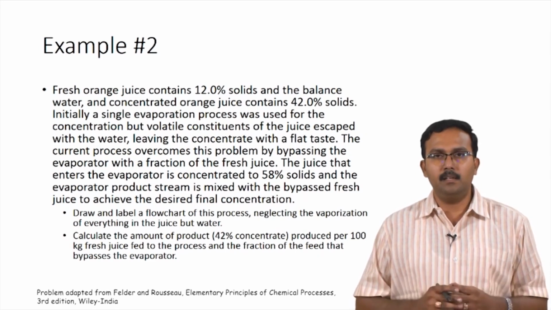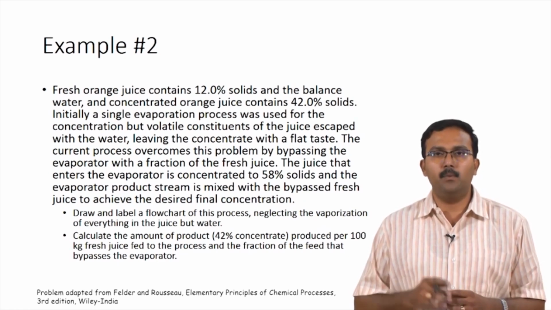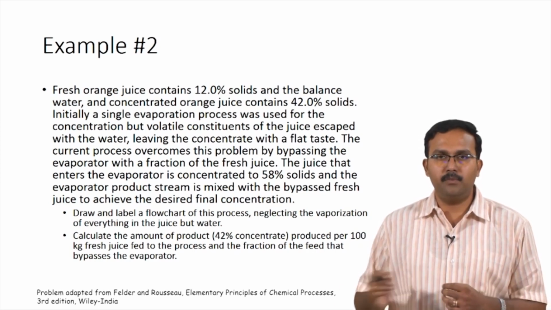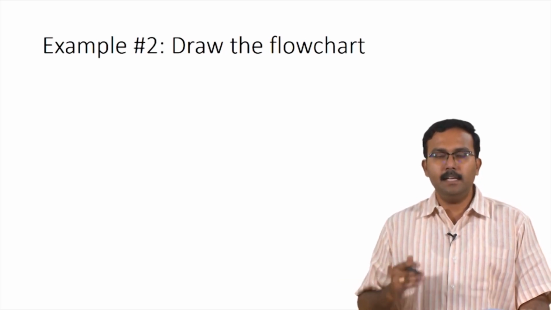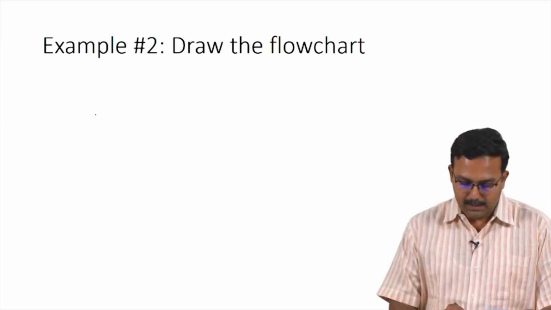So, now the first step for solving this problem would be to draw the flow chart. As we had done earlier, understanding all the processes which have been given and drawing the right flow chart with the proper labeling will make our calculations reasonably simple. Let us start with drawing the flow sheet for this problem. The problem statement gives us that fresh juice containing 12% solids and the rest as water is entering into the system. So, let us start with that.